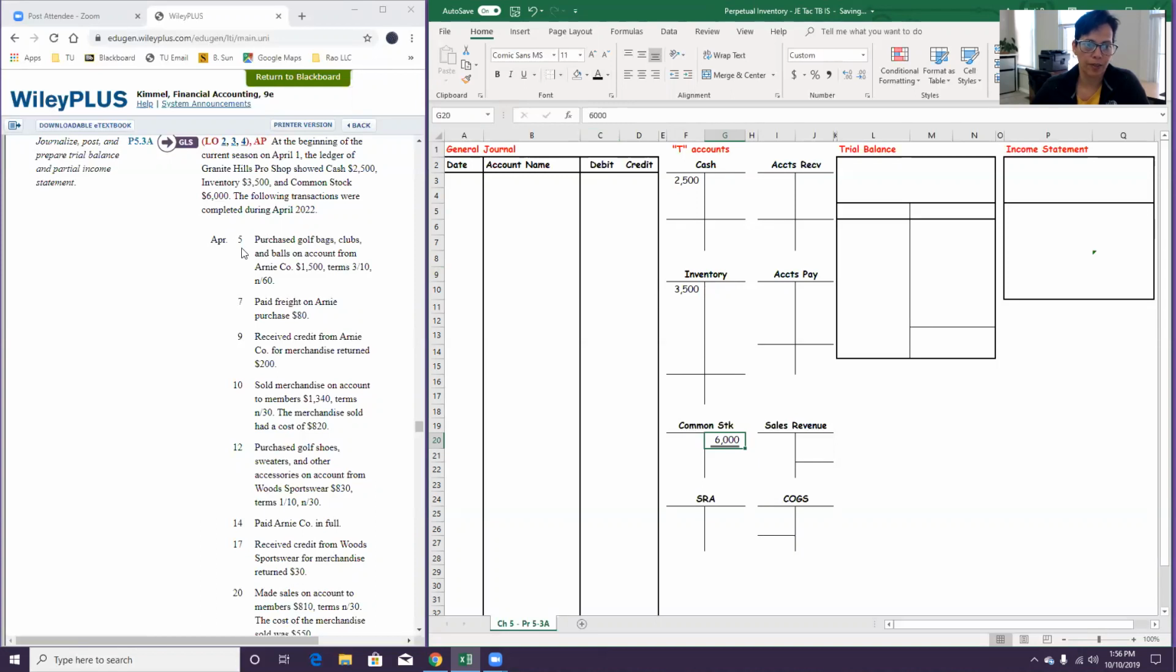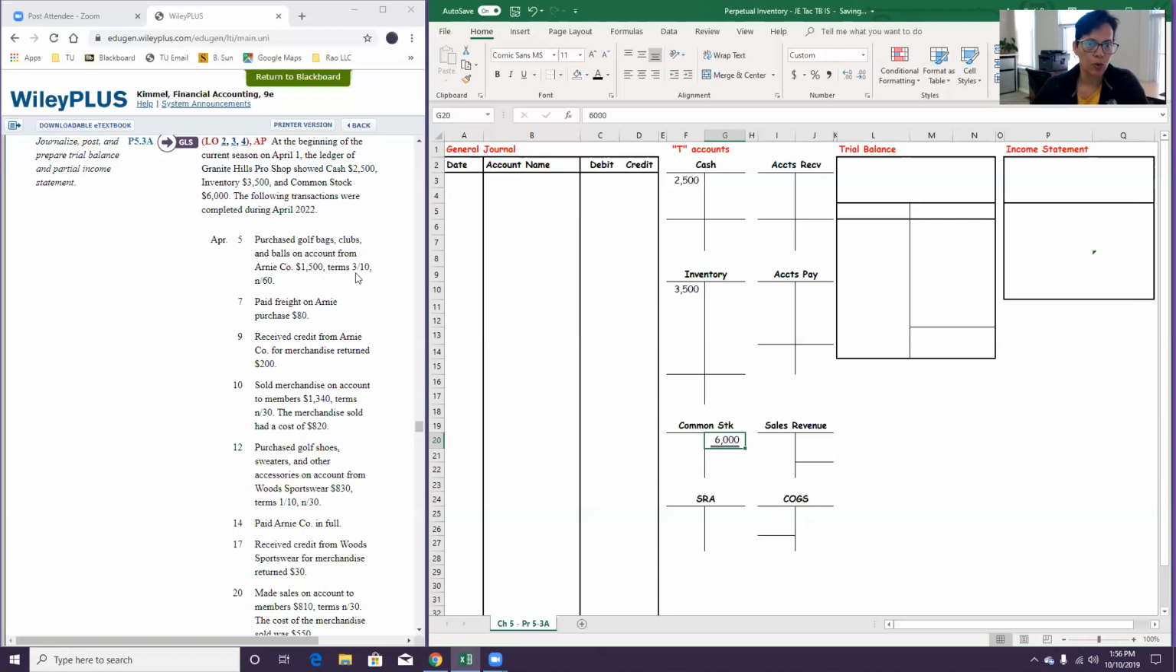On April 5th, we purchased golf ball bags, clubs, and balls on account from Arnie Company. $1,500, terms 3/10, net 60. Let's analyze this information first before doing the journal entry. We have made a purchase on account, which means it's a credit transaction. I'm not paying the cash right now. The bill or the invoice is $1,500. That's how much I owe.